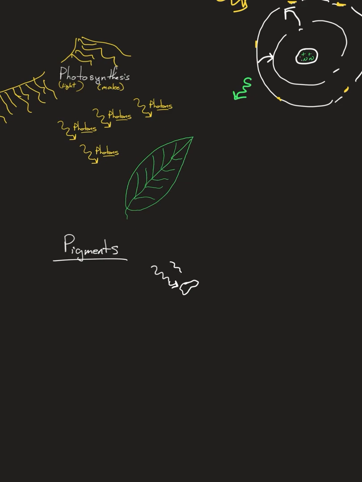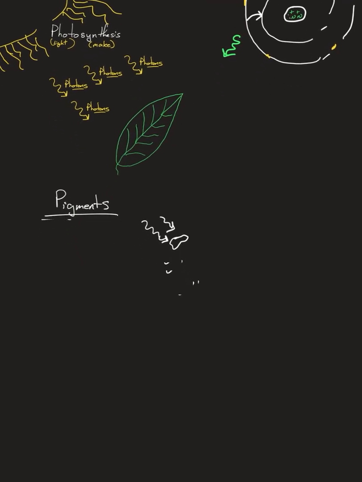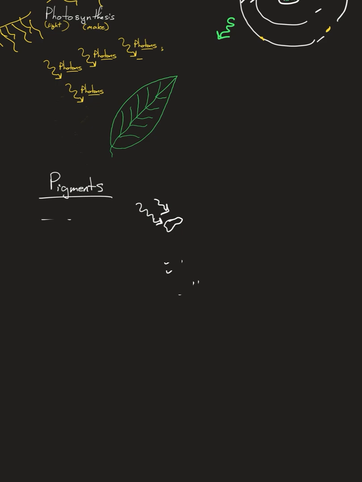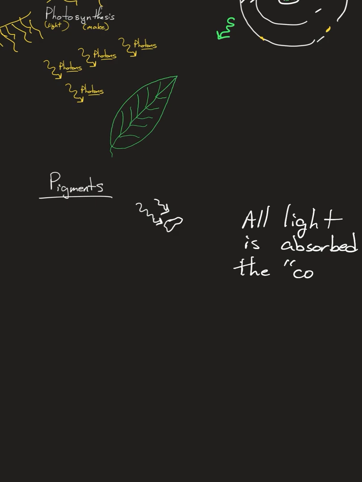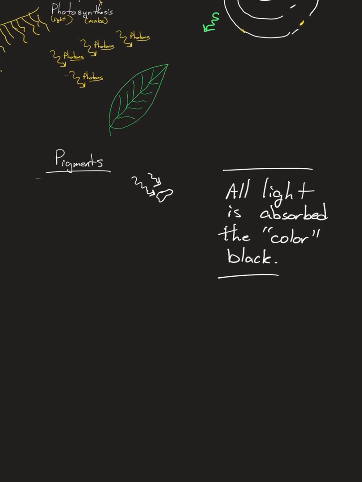They absorb it. So what color would the pigment be if it absorbed all light? That's right. When all light is absorbed, the color, and I'm going to put color in quotation marks, is black. Because black, some people argue, is not a color, it's the absence of color.